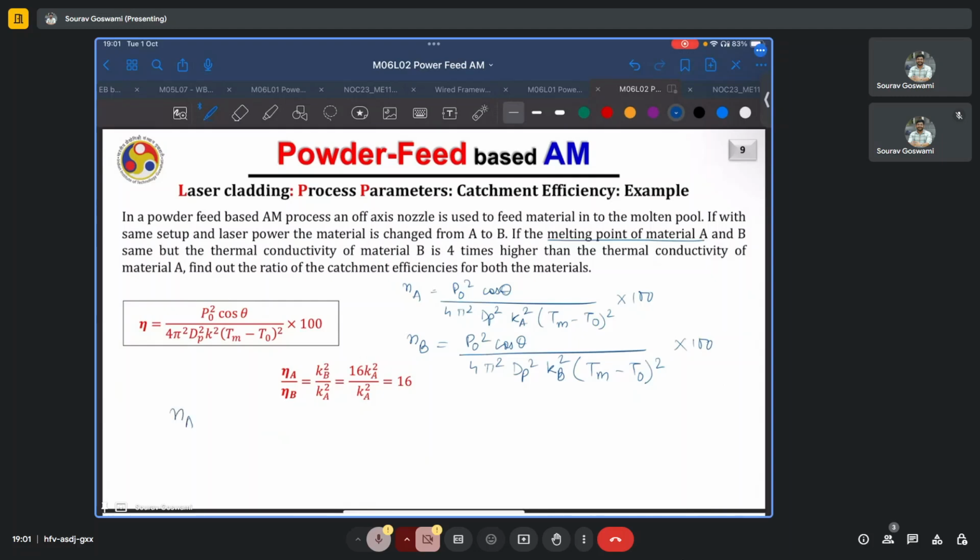So when we divide eta A by eta B, all the other terms are lost. The only terms which survive are Ka square and Kb square, which are also shown here. Further, we know that the thermal conductivity of material B, Kb, is 4 times higher than the thermal conductivity of material A, Ka. So we have 4 Ka whole square by Ka square, 16 by 1, that is 16, which is also shown here.